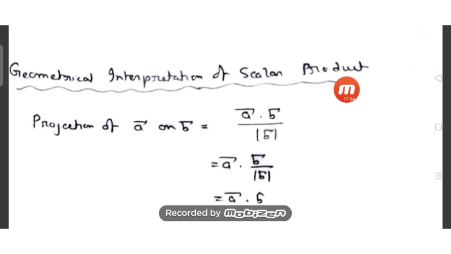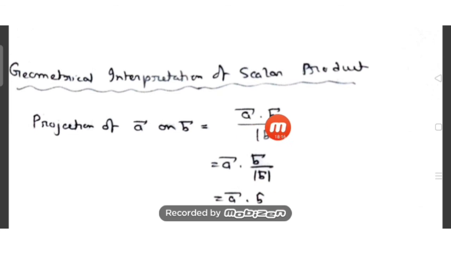What does it mean? I had not given you the proof. If you want the geometrical interpretation of the scalar product, the scalar product will give you the projection of the vector A bar on B bar. We can prove it actually. So the projection of A bar on B bar is given by A bar dot B cap.